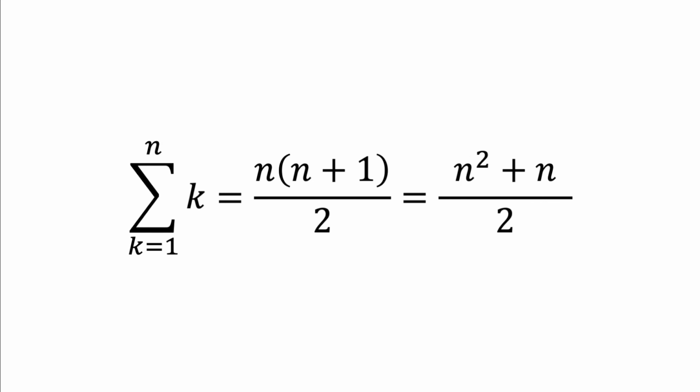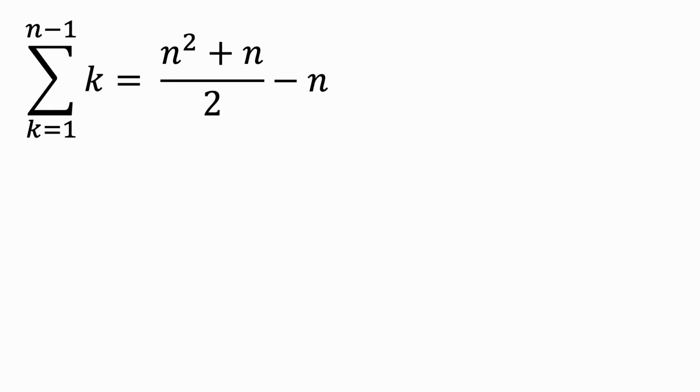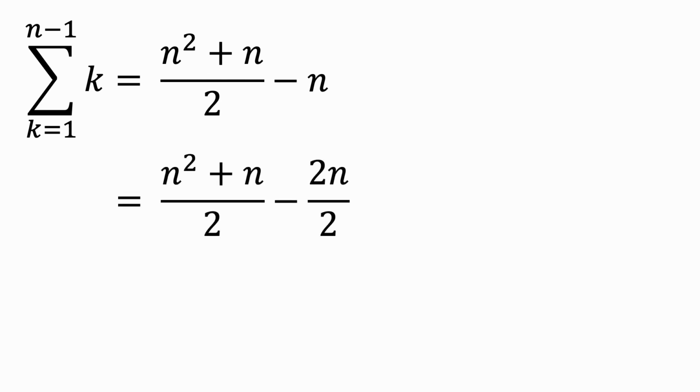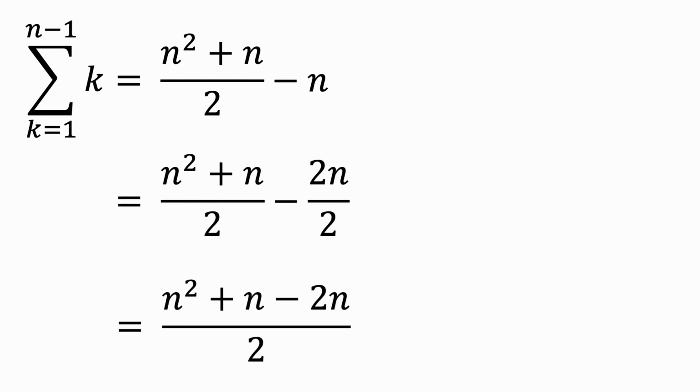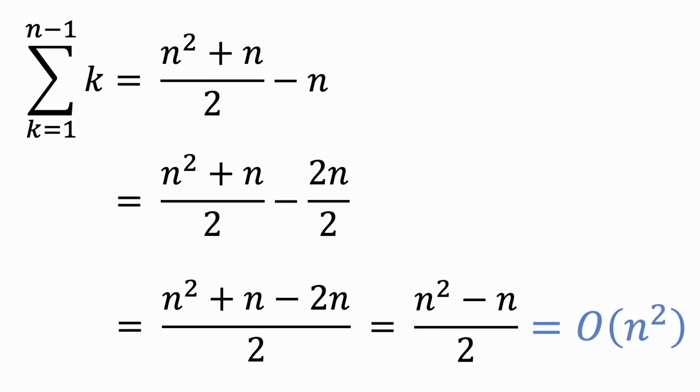So to find the sum to n minus 1, let's take n squared plus n over 2 and just subtract n from it. After a bit of manipulation, we can see that this ends up being n squared minus n over 2. And since with big O notation, we only take the dominant term and drop constants, this ends up being O of n squared.